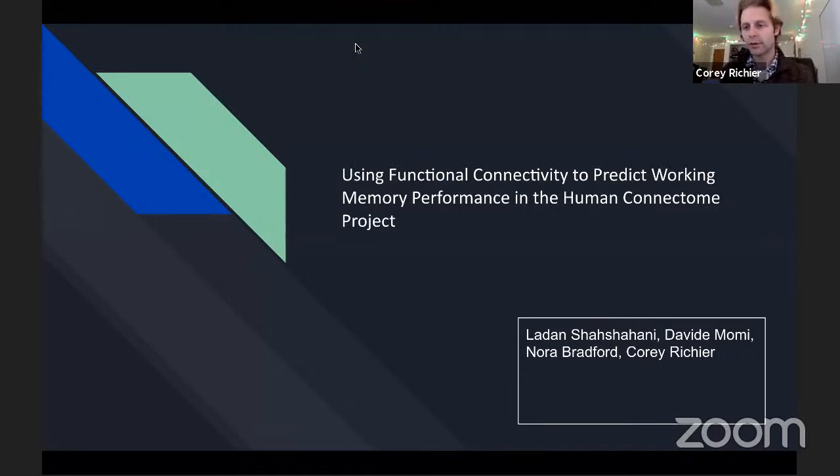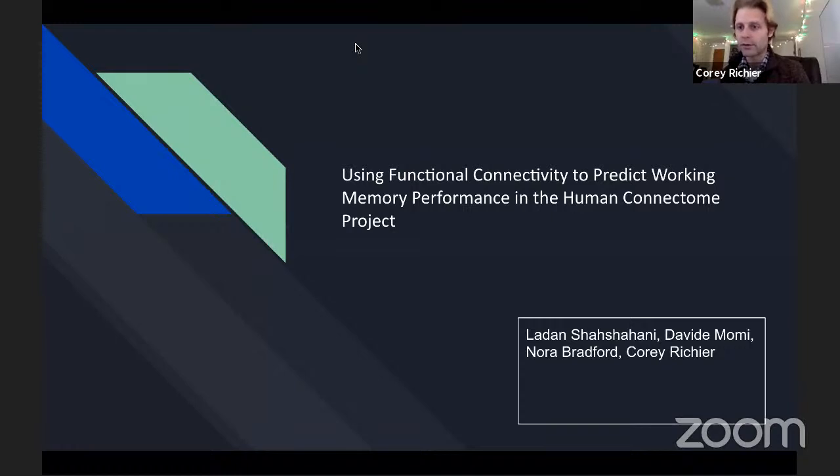I'm here to present a project that was undertaken by me and some group members of mine. We participated in the NeuroMatch Academy earlier this summer, which was a great experience learning and building some skills in computational neuroscience. All four of us, Ladan, Davide, Nora, and myself, are graduate students at various universities in the United States, Canada, and Europe. So it was really cool getting to know and work with everybody. As part of that, we worked on a project.